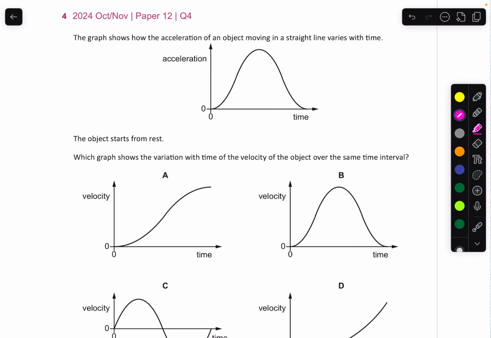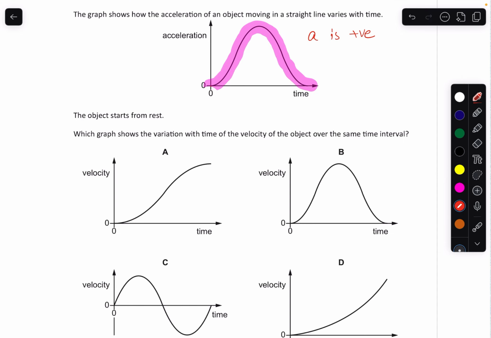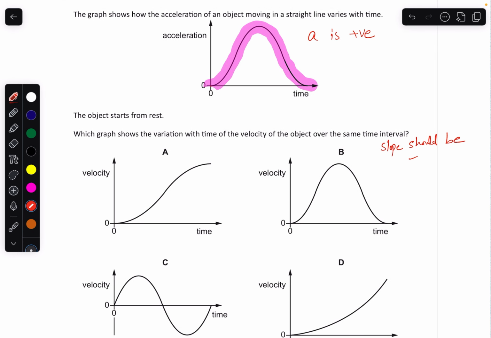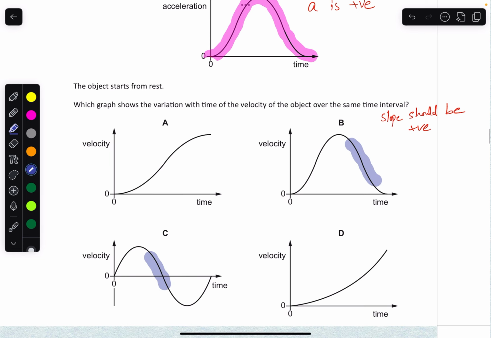If I see for the whole journey, A is positive. It's not negative anywhere. It will be negative if the graph were in this region, but it's not. So A is positive, so your slope should be positive. Here in this graph, the slope should be positive. But this thing is a negative slope, and this is a negative slope. So we are not going to choose these options.